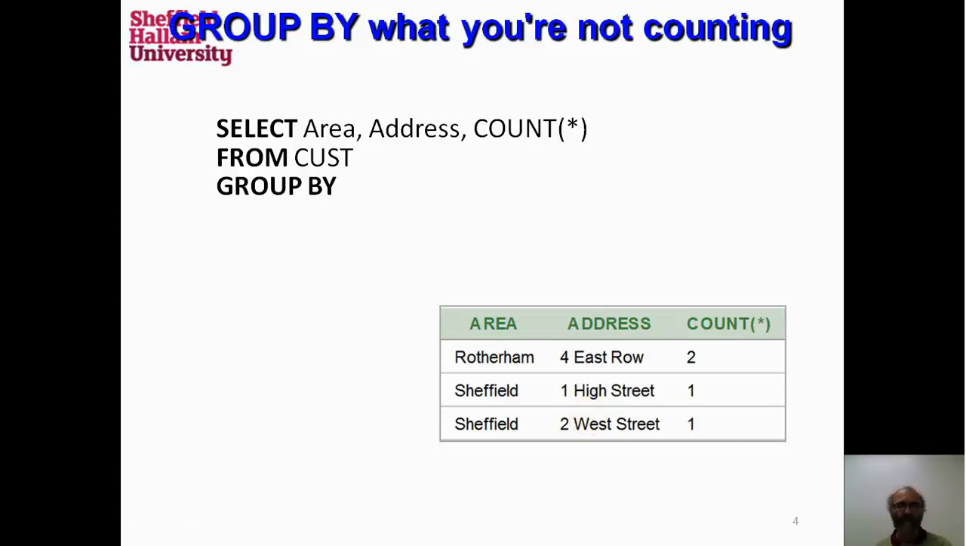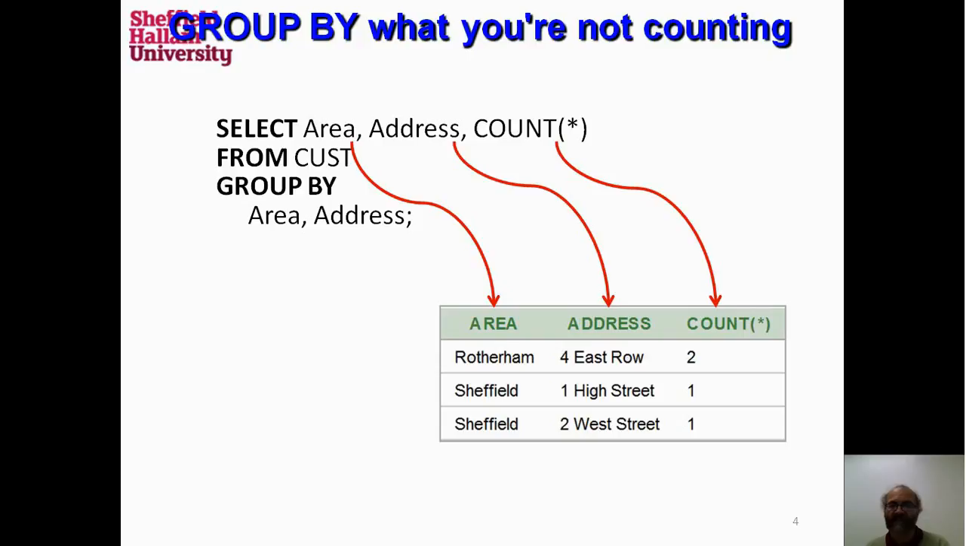What do I group by? Well, I'm displaying the area and I'm displaying the address, and I'm not applying any functions to them, but I'm counting the number of addresses and I'm applying a function in that last column. So I group by area and address, because area and address, I'm not counting them, so I must be grouping them, and I count the rest.